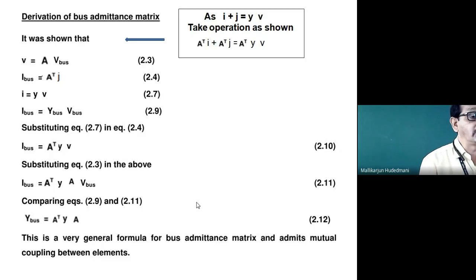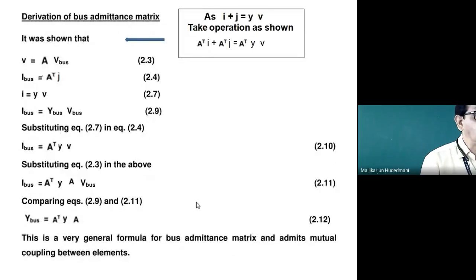Now you have to look into this case. At the left side I have I bus, at the right side I have V bus. So V bus, if I take on the LHS side, I bus divided by V bus, the I by V concept, works out Y bus. That you can check by equation 2.9 on the screen, where I bus equal to Y bus into V bus. Retain Y bus there itself. V you transfer to the LHS side at the denominator. So I divided by V gives you admittance.